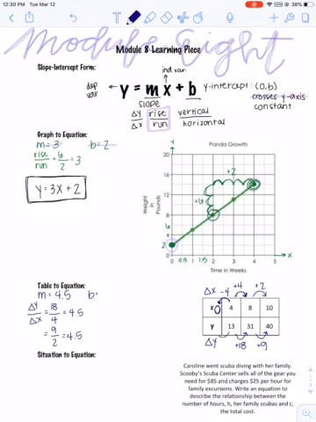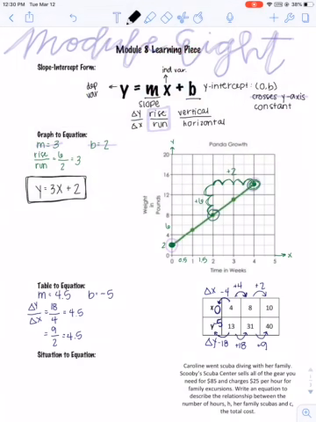So the same thing's going to be true of my y value. So instead of adding 18, I'm going to subtract 18. And when I do 13 minus 18, I get a b value of negative 5. So when x equals 0, y is negative 5. That makes it my y-intercept.